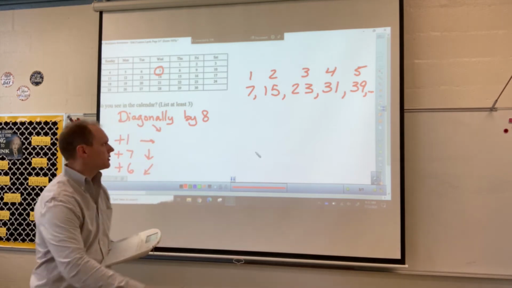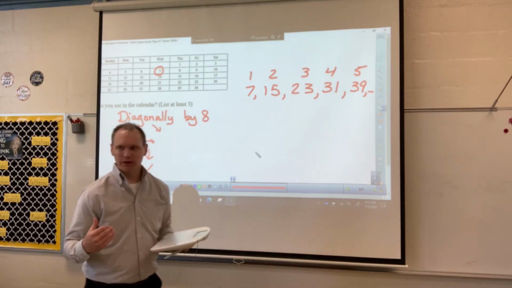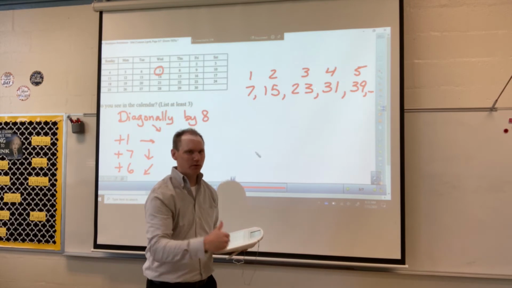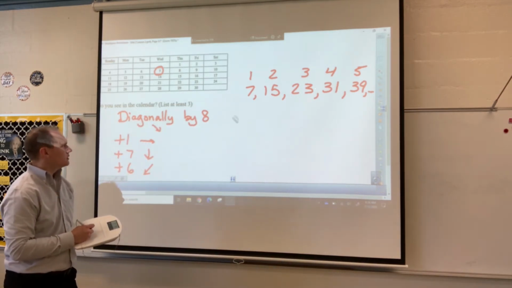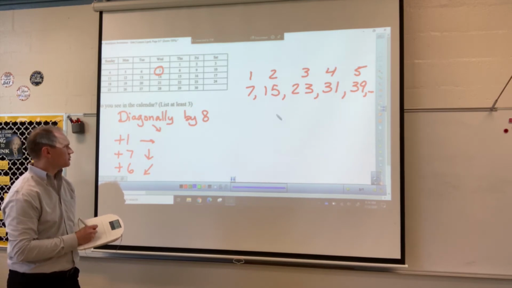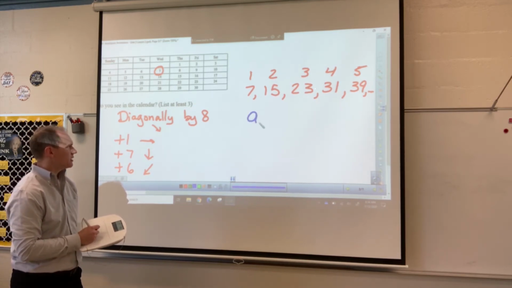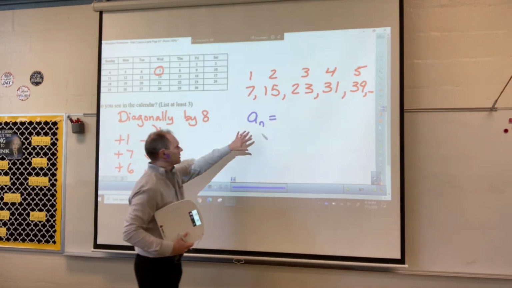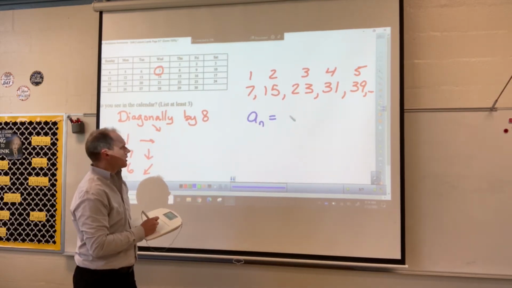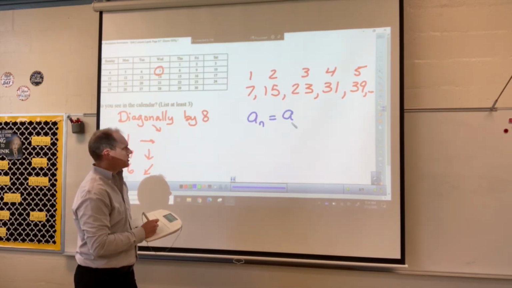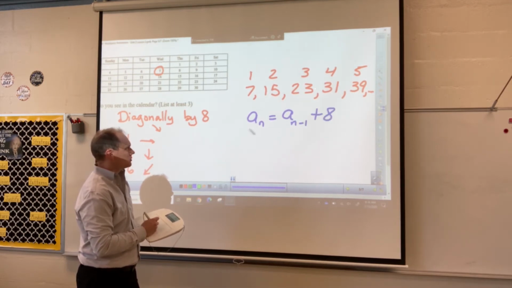Adding 8, right? We can think about it, that's what we call recursively, just from one term to the next, what are we doing each time? That's what we call a recursive formula. So we're adding 8. Just to introduce you to some symbols here, we would say a sub n equals, so this is just the outcome here, a sub n equals a sub n minus 1 plus 8. So this is the previous term.